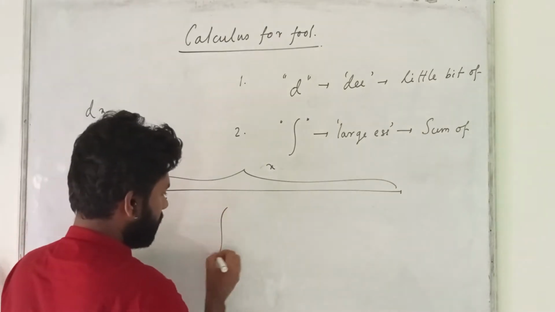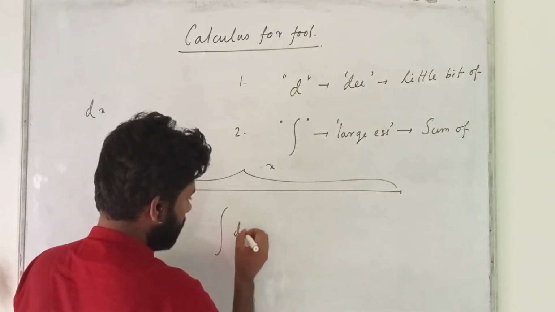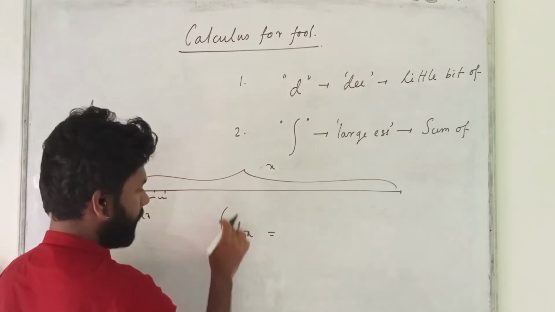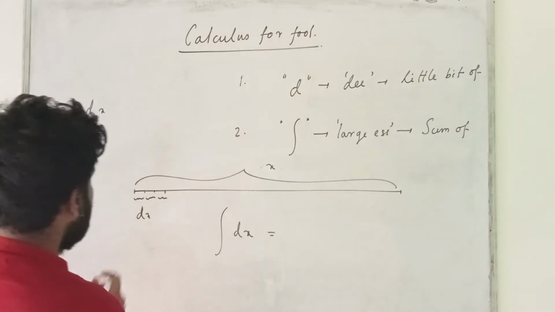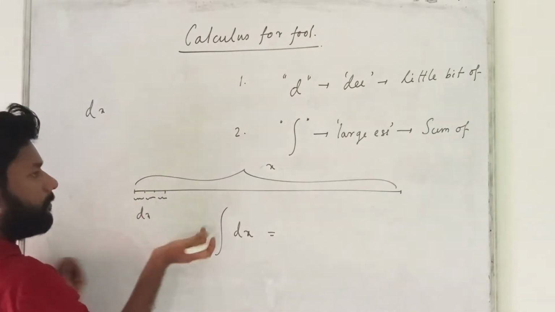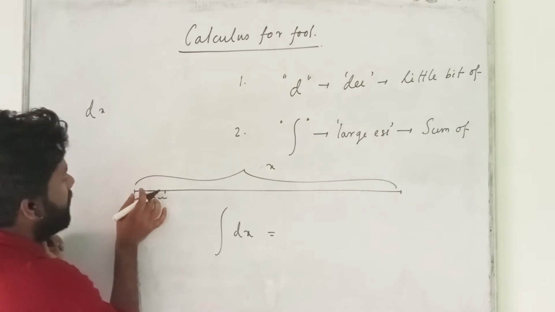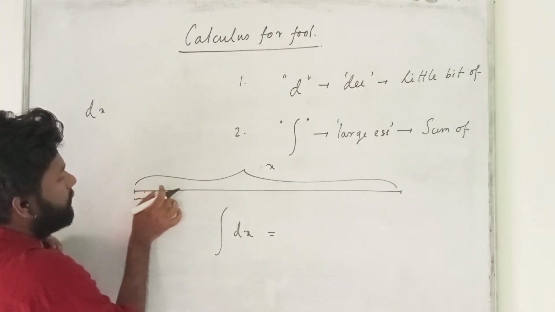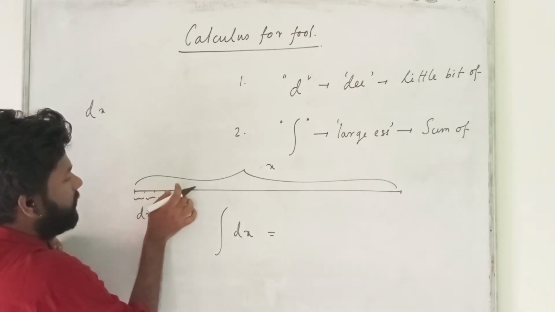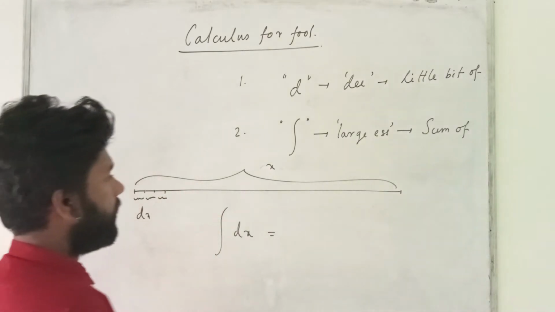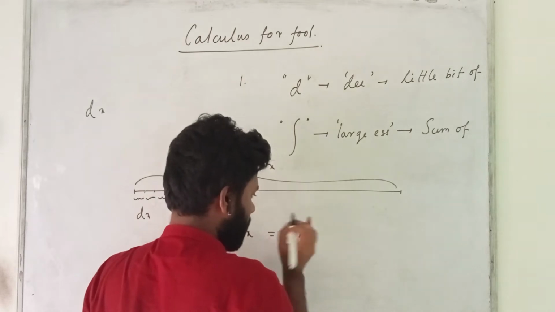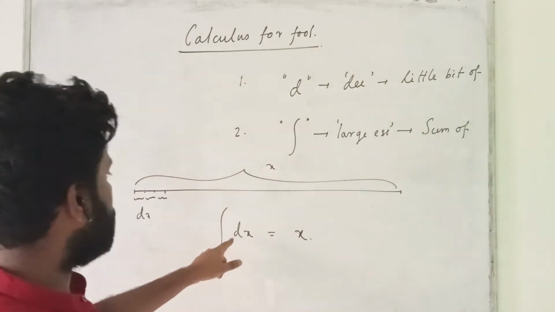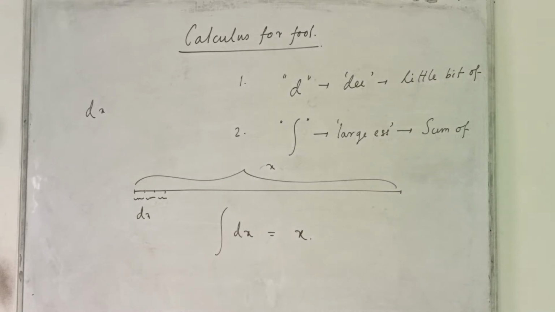And what does this symbol mean? It is a sum of little bit of x. Sum of just means addition. If you add this dx plus dx plus dx plus dx plus dx, what do you get? It's the full length of this straight line, that means x. So sum of little bit of x means x. Very simple.